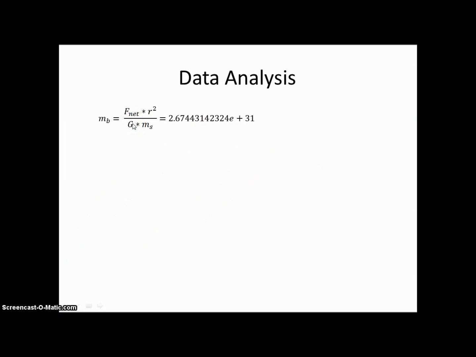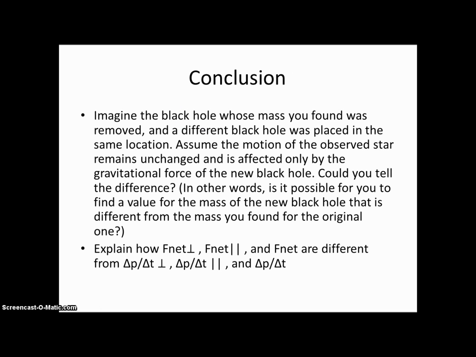And then using the data we got out of that simulation, we can calculate the mass of the black hole using the equation Fnet equals G m1 m2 over r squared. Manipulating that, we get the mass of the black hole is equal to Fnet times r squared over G times the mass of the star, which comes out to about 2.67 times 10 to the 31st.